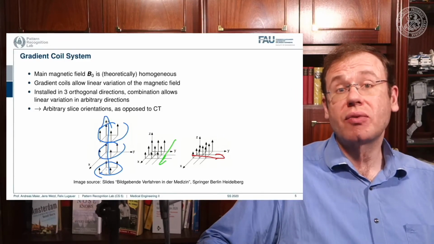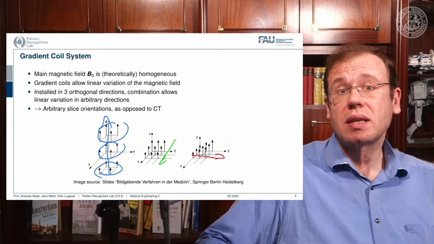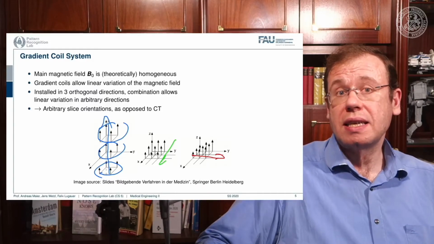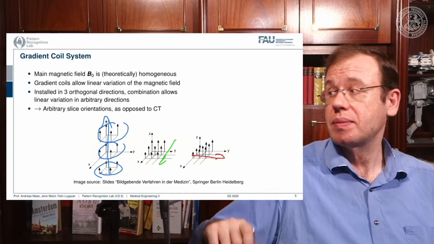And with these 3 coils, we can essentially superimpose them over each other. This allows us to get an arbitrary change in the local B0. And this can help us to change the Larmor frequency at every spatial position inside of the scanner.